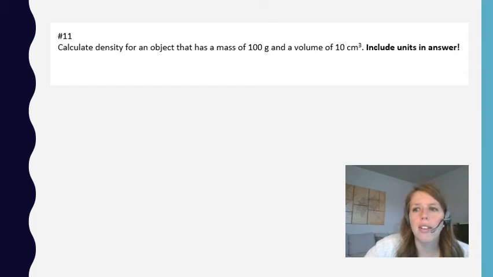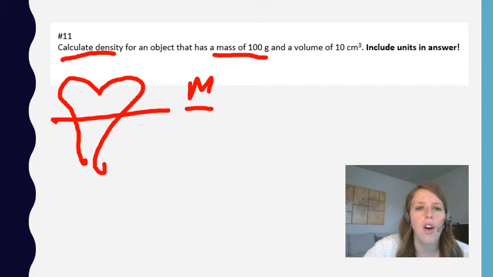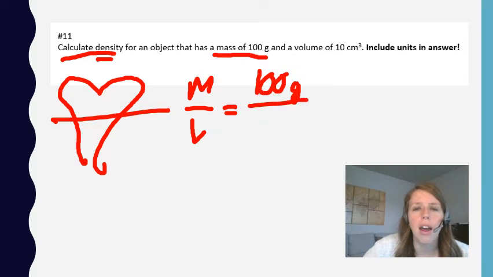So let's take some practice actually doing some of these density problems. Calculate the density for an object that has a mass, m. Okay, so remember our formula, density equals love. We want to do mass over the volume. So we want to calculate the density for an object that has a mass of 100 grams, so 100 grams divided by its volume of 10 centimeters cubed. Okay, so the volume is 10 centimeters cubed. So 100 grams divided by 10 centimeters cubed.